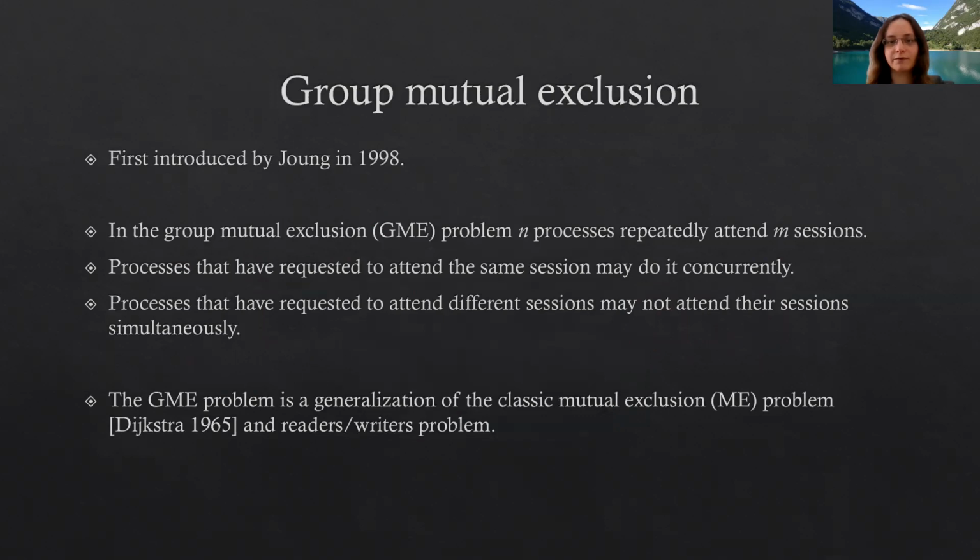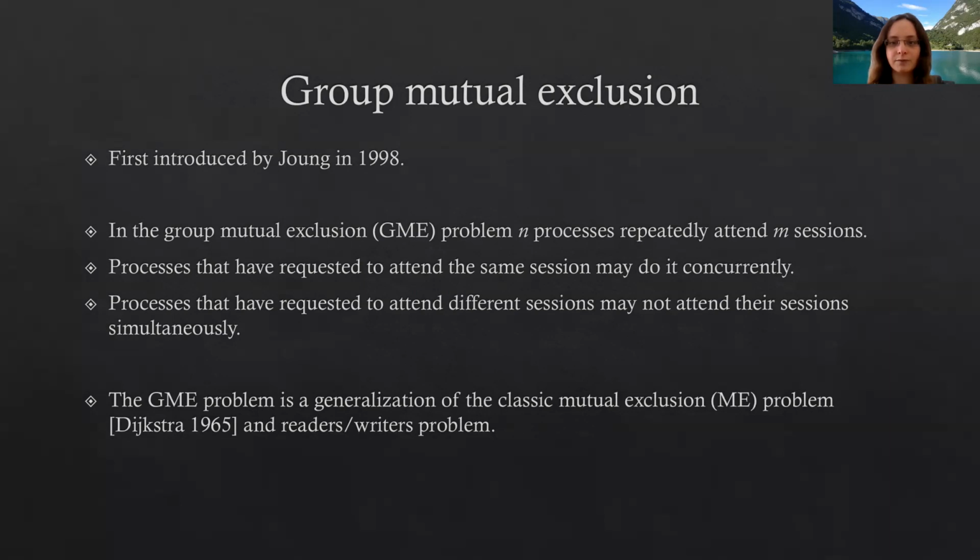The group mutual exclusion problem was first introduced by Jan in 1998. In this problem, n processes request m sessions. A session is like the color from the previous slide, and they want to enter their critical section. Processes that request the same session can enter the critical sections concurrently, while processes that request different sessions must wait. This problem is a generalization of the classic mutual exclusion problem, which is the problem we talked about in the first example, and also the readers and writers problem, in which readers may enter their critical sections concurrently, but writers must be alone in their critical section.